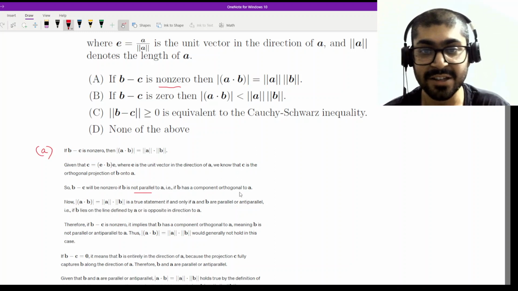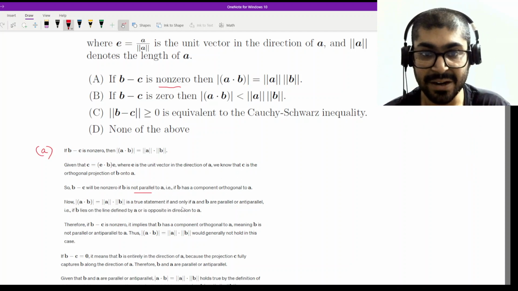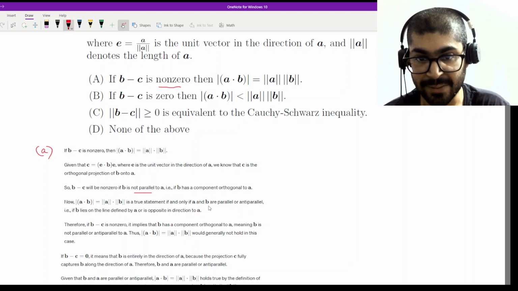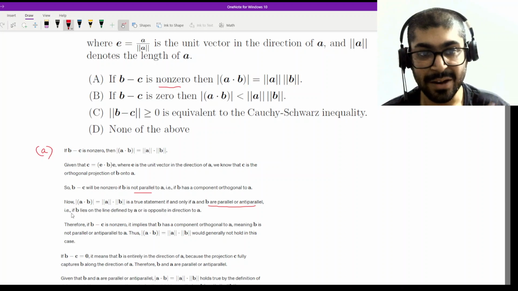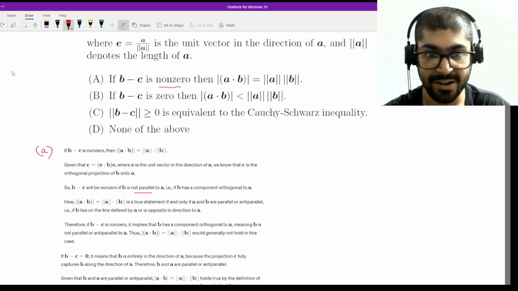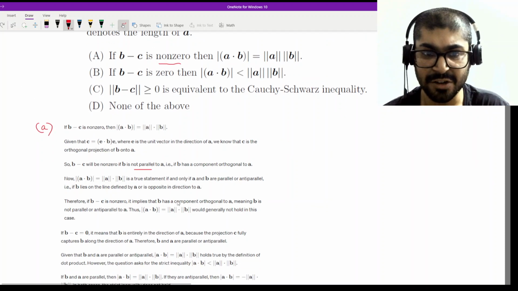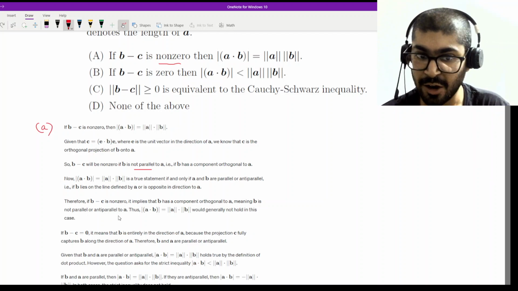That means if B has a component orthogonal to A. Now modulus of A dot B equal to unit vector A into unit vector B is a true statement if and only if A and B are parallel or anti-parallel, right? If they are parallel or anti-parallel, this will hold. That is when B lies on the line which is defined by A in the direction or opposite to the direction. That is the definition of parallel and anti-parallel, right? So therefore if B minus C is non-zero, it implies B has a component orthogonal to A, meaning B is not parallel or anti-parallel to A.